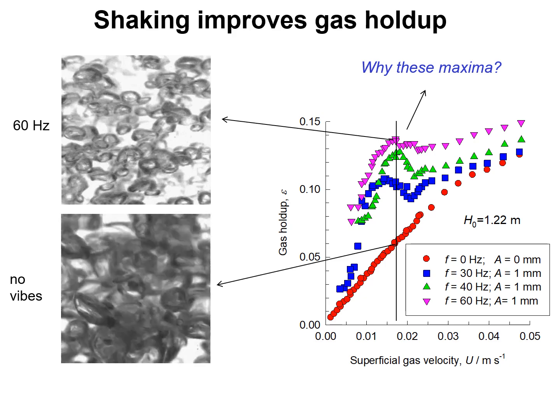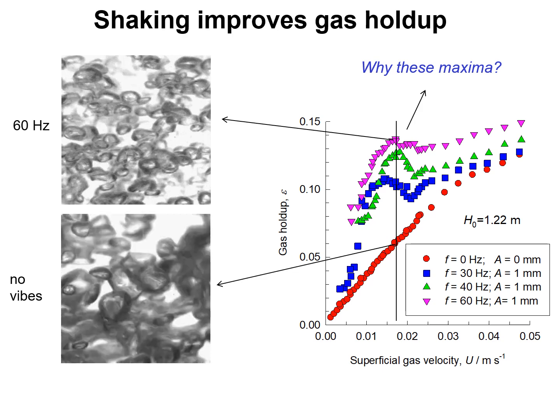So applying low frequency vibrations reduces the bubble size and also increases the gas holdup. Without vibrations, the bubbles appear to be larger in size. So we now address the question, why are these maxima observed in the gas holdup versus gas velocity graph?